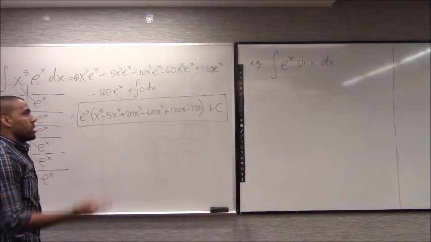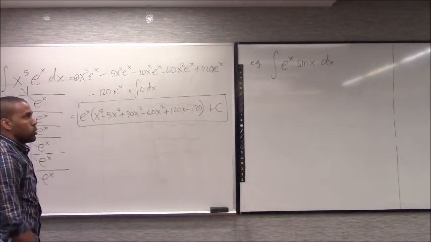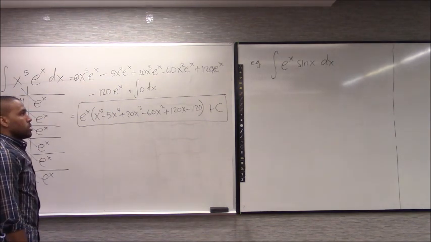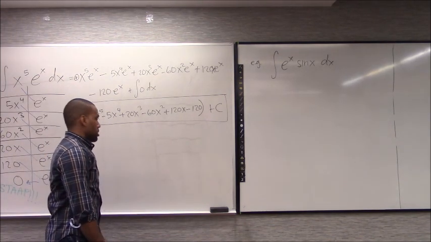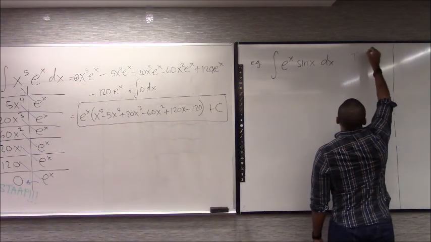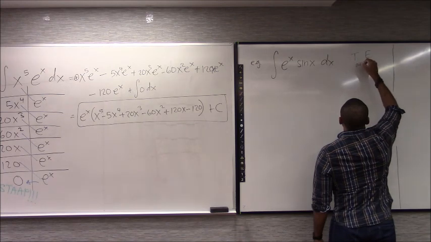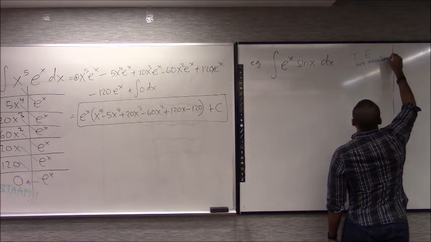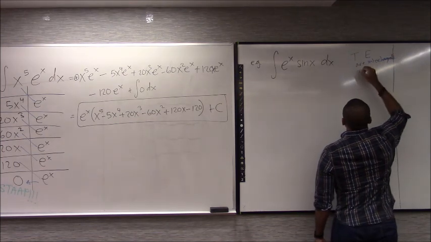Now technically following LIATE, the t, the sine function would be the u, and that would be the e. Although, I did mention this last time, t and e are interchangeable in LIATE.